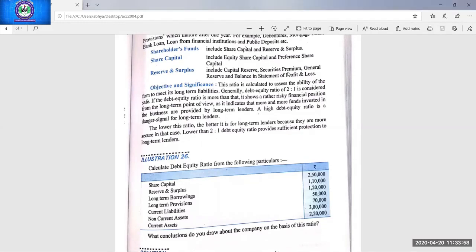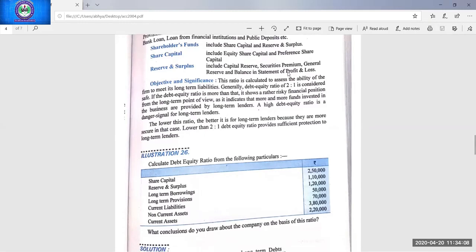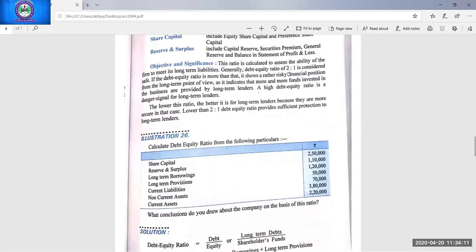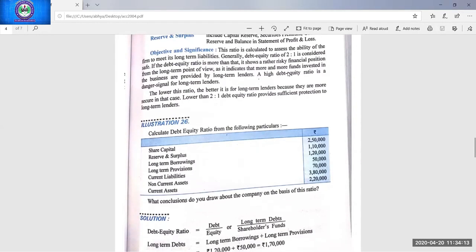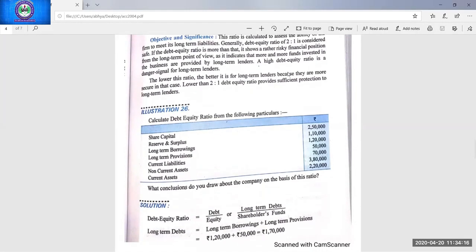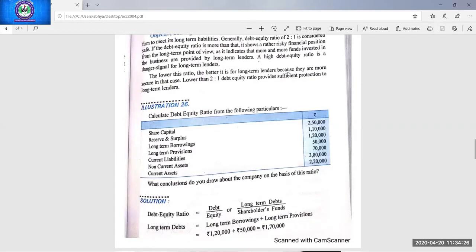Have you done? I'm giving you 1 minute. Okay, first write down the formula which is debt upon equity. And debt here is long-term borrowings 120 plus long-term provisions 50. So debt is 1,70,000. Now come to equity.